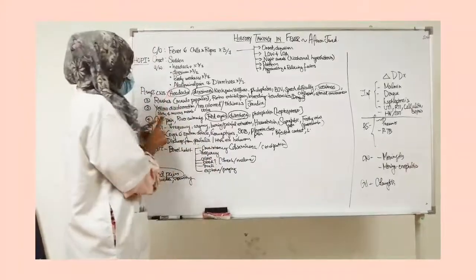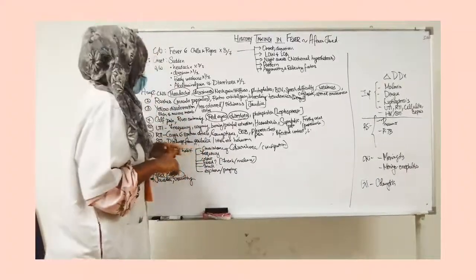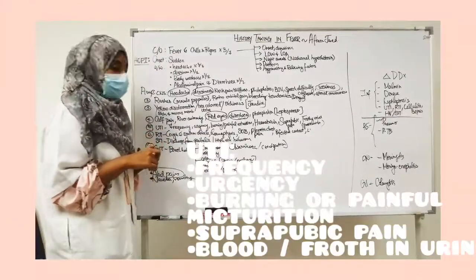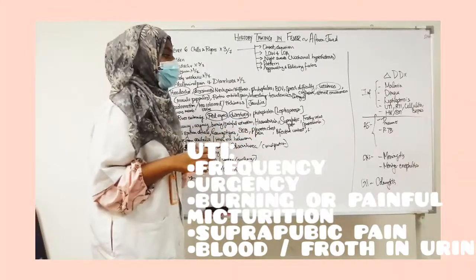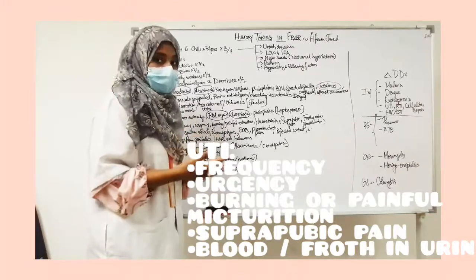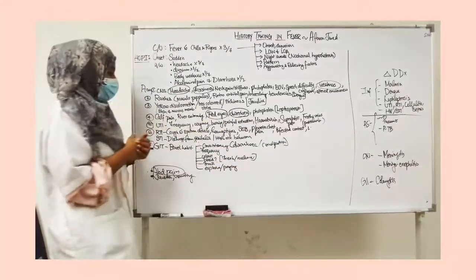So the next thing is all the infections you rule out, like UTI, RTI and STI. For urinary tract infection, you ask all the symptoms like frequency, urgency, burning or painful micturition, hematuria, suprapubic pain, or any frothy urine that can indicate proteinuria. So all these symptoms are to rule out urinary tract infections.